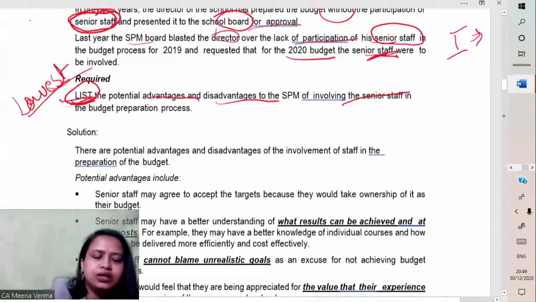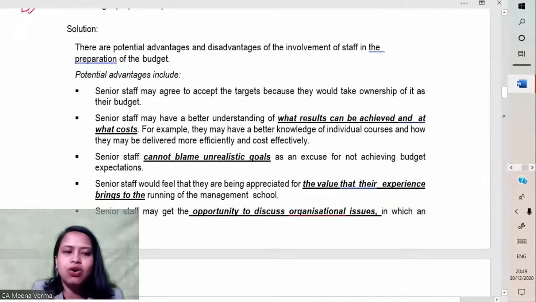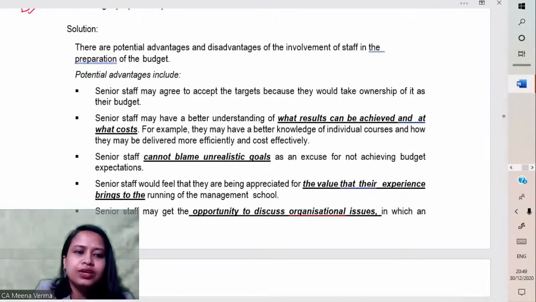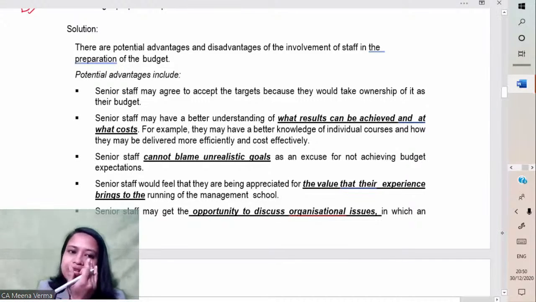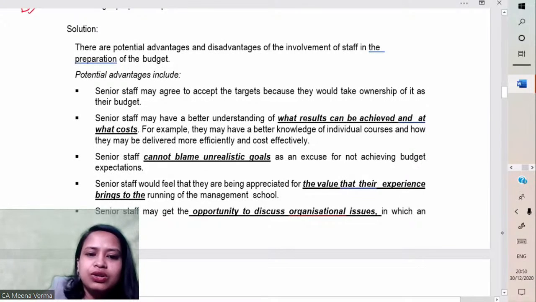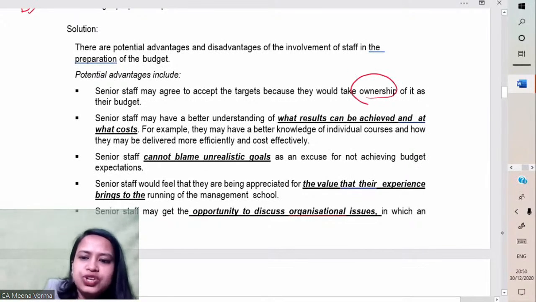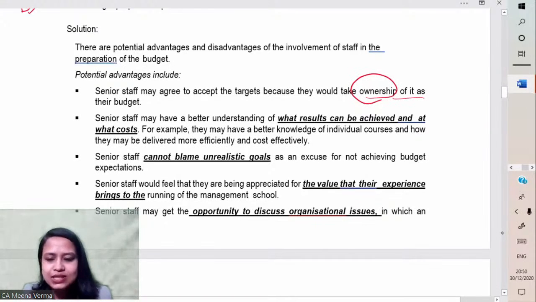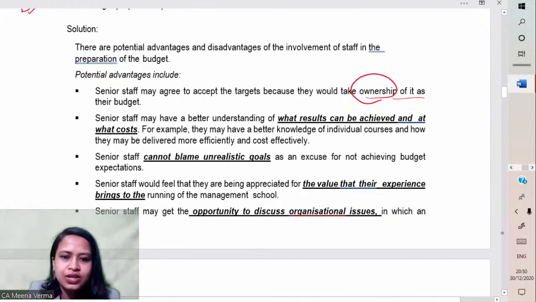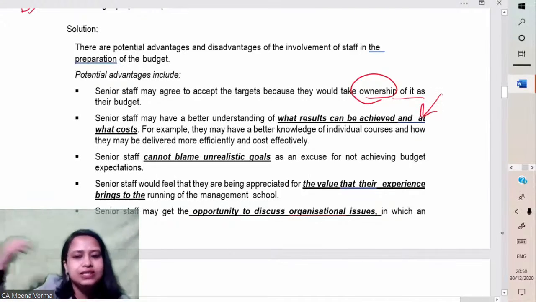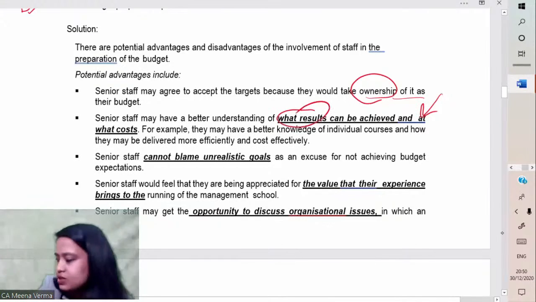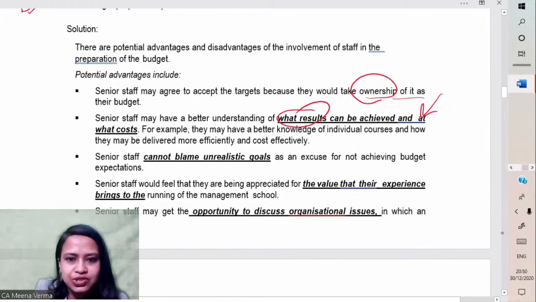Now let us see what are the advantages and the disadvantages of involvement of senior management during the preparation of these budgets. What are the advantages if you involve the senior management? The senior staff may agree to the concept of the target because they would take ownership of it. Obviously, the senior staff will take ownership. This is the advantage. The senior staff also understand better what results can be achieved and what the costs are while setting the budget. Senior management understands it in a better way.